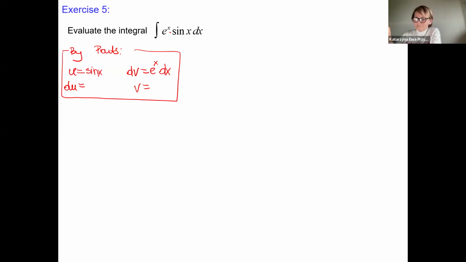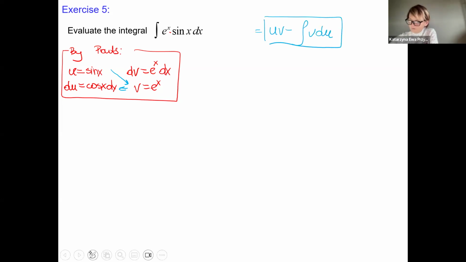Okay, let's see. du is cosine of x dx, and v is just e to the x, easy. Let's be consistent: uv minus integral of v du. And what do we have? e to the x sine of x minus integral of e to the x cosine of x dx. Oh, wow.